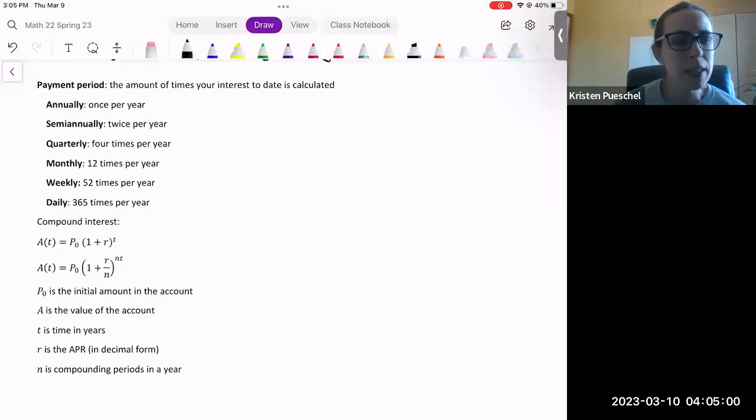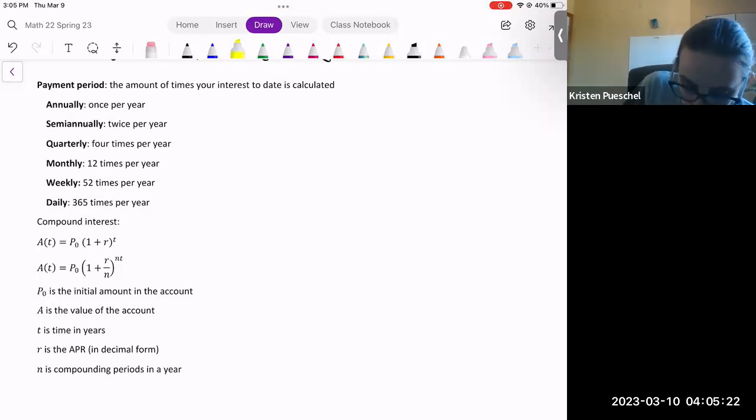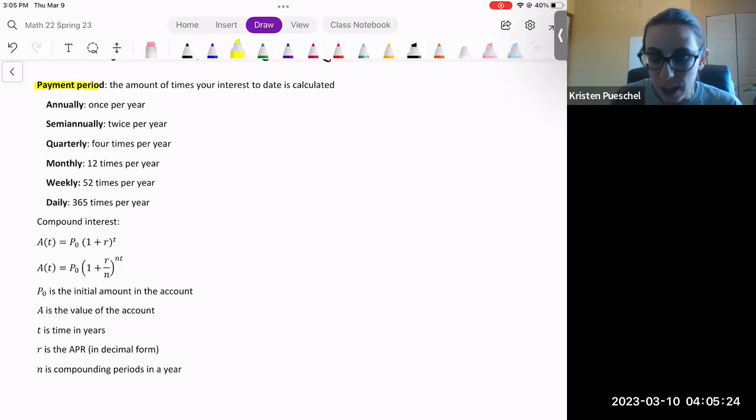Okay, so next up, we're going to be looking at what's called compounding. It's very common for information to be given about how much we would make in a year, but for our interest to be calculated more frequently than just once a year. So the payment period is going to be the number of times your interest is calculated. And so this is going to say that we are going to calculate our interest more than just at the end of each year.